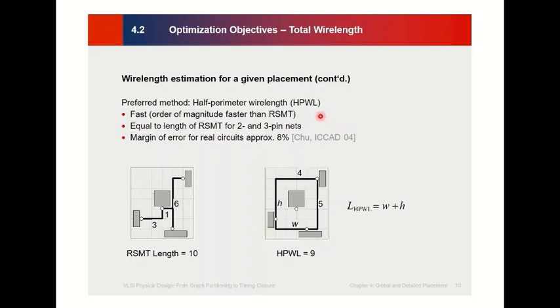It is because it is faster, an order of magnitude, meaning 10 times faster than RSMT. And then extensive study has been made, and it was found that for most actual circuits, the error for HPWL compared to the actual wire length is about 8%, which is quite good.